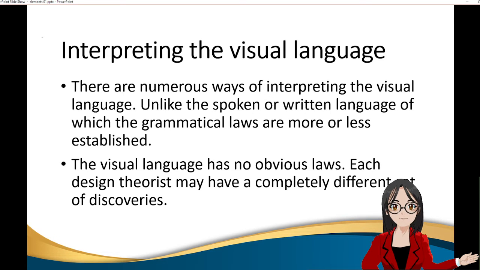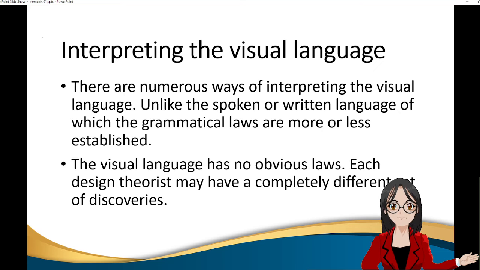And the visual language has no obvious laws. Each design theory may have a completely different set of discoveries. As you look at me, for example, we have a visual interpretation of what we see in front of you right now.